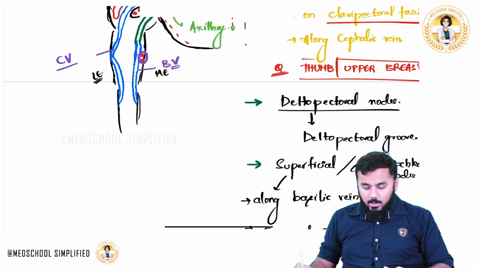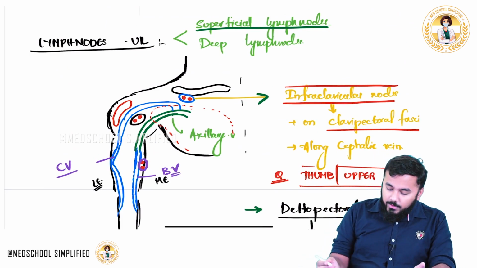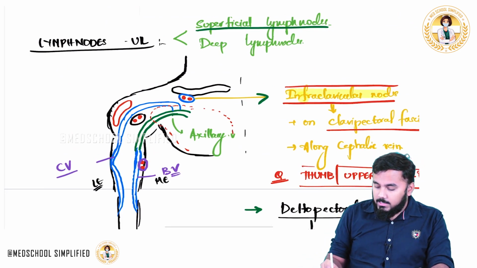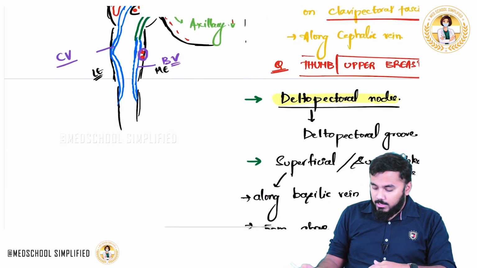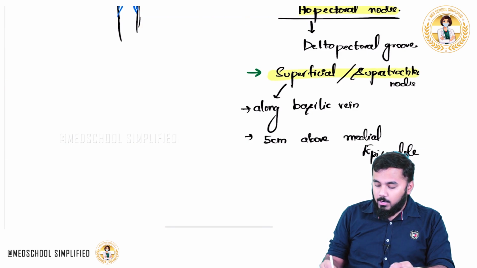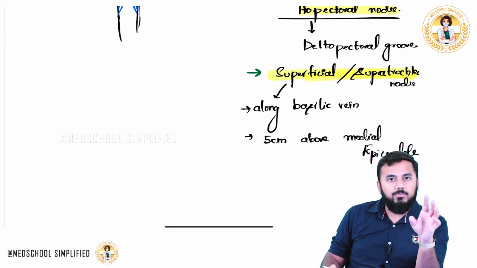5 centimeters above your medial epicondyle. Right. So what are the lymph nodes we have discussed so far? We have discussed infraclavicular nodes, deltopectoral nodes, and superficial or supratrochlear nodes. So these three lymph nodes come under the superficial lymph nodes.